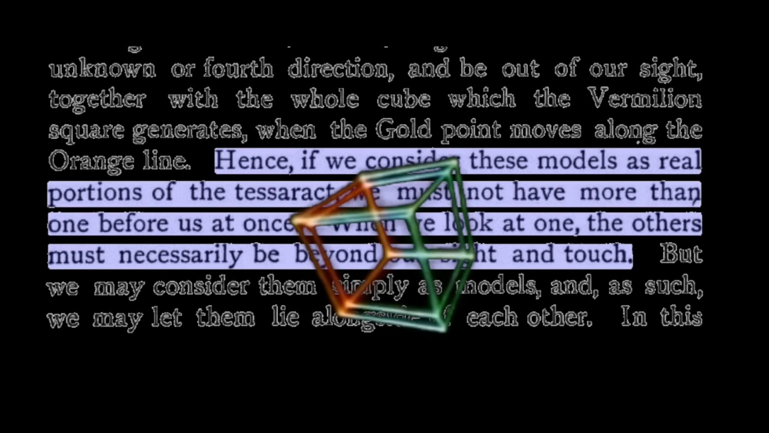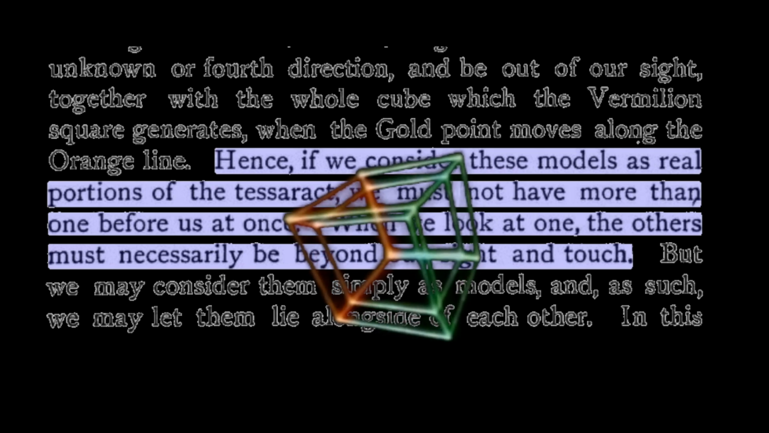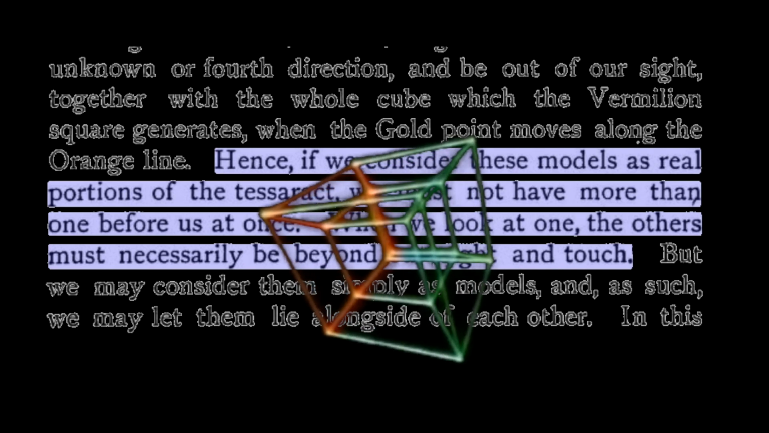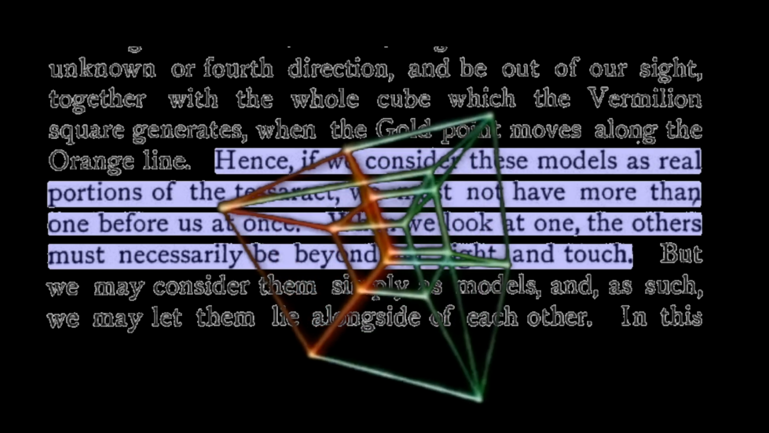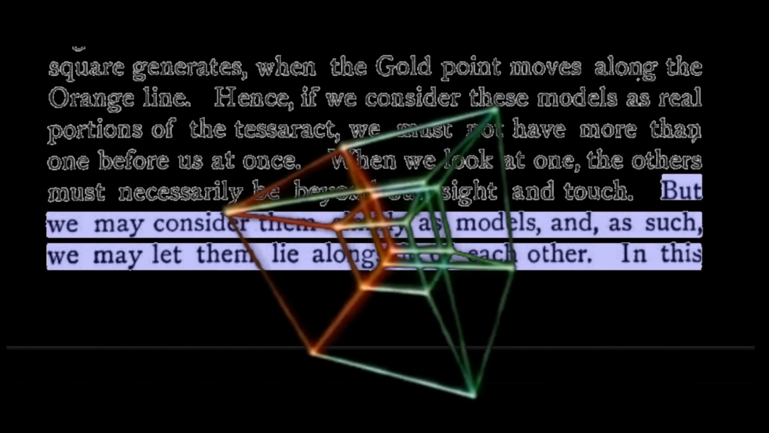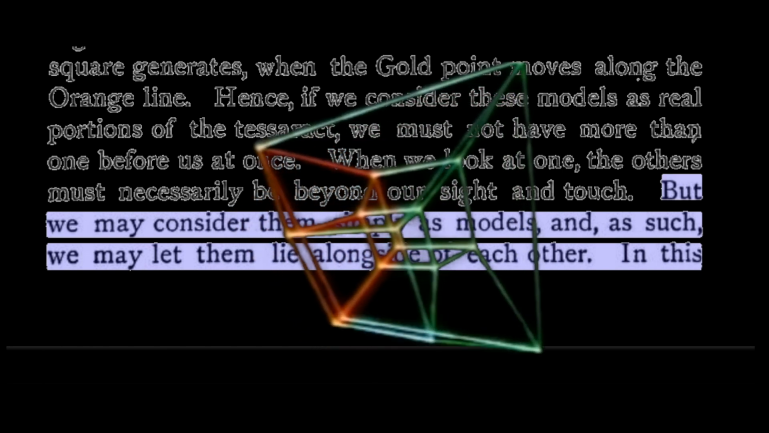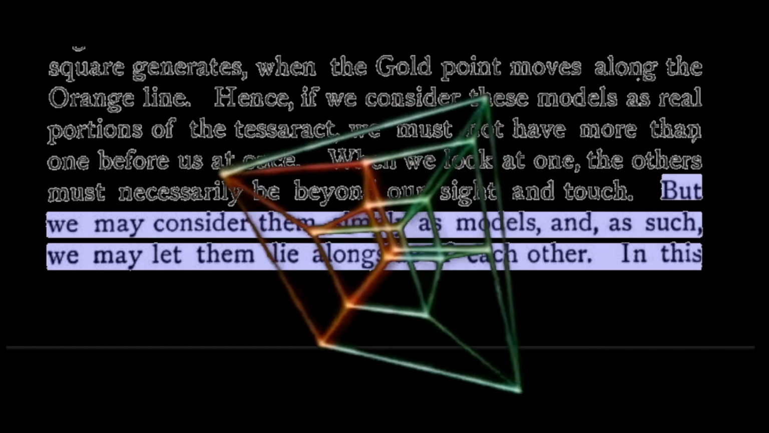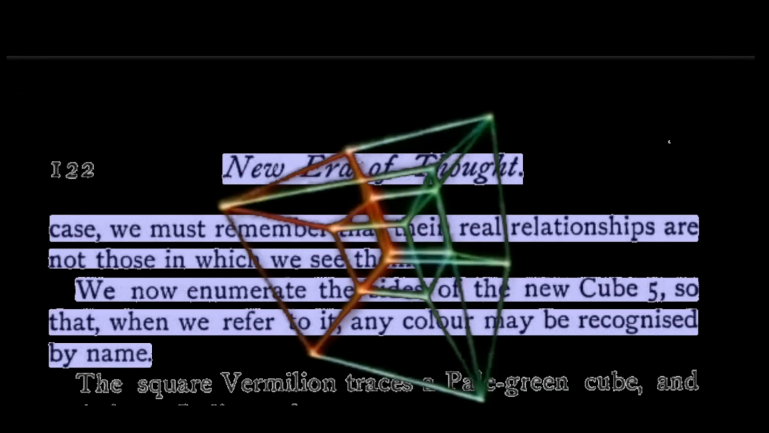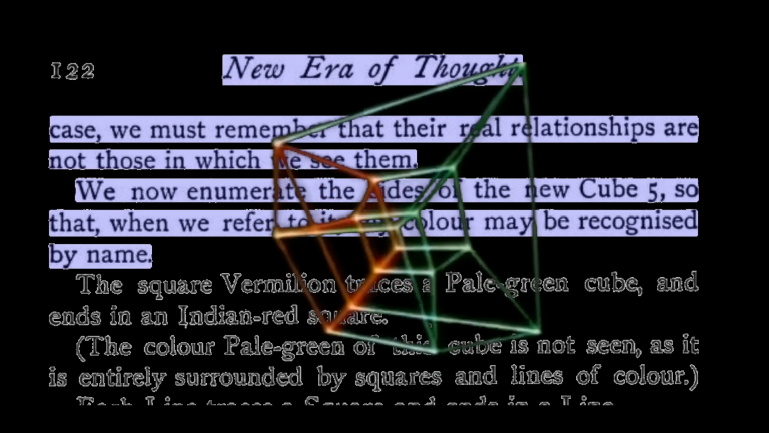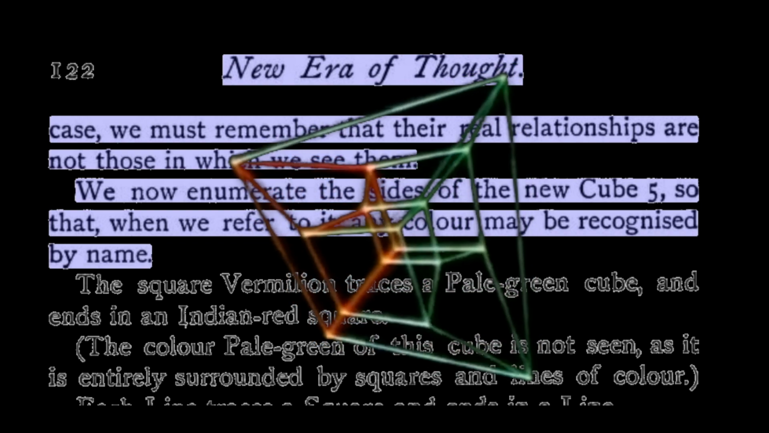Hence, if we consider these models as real portions of the tesseract, we must not have more than one before us at once. When we look at one, the others must necessarily be beyond our sight and touch. But we may consider them simply as models, and, as such, we may let them lie alongside of each other. In this case, we must remember that their real relationships are not those in which we see them.